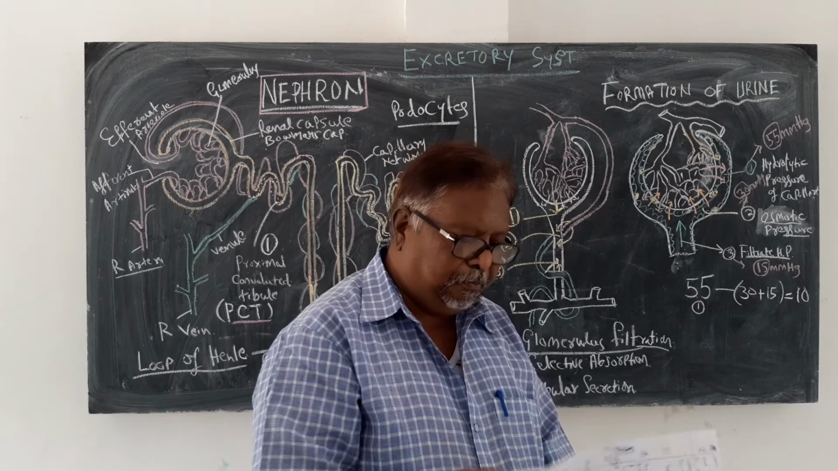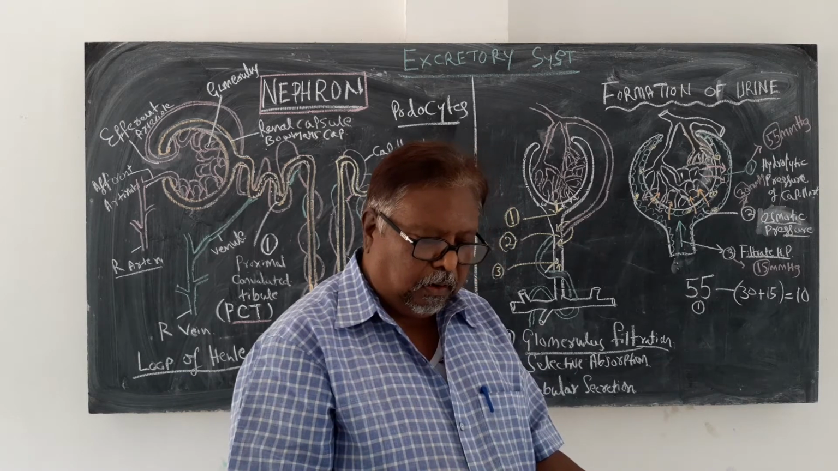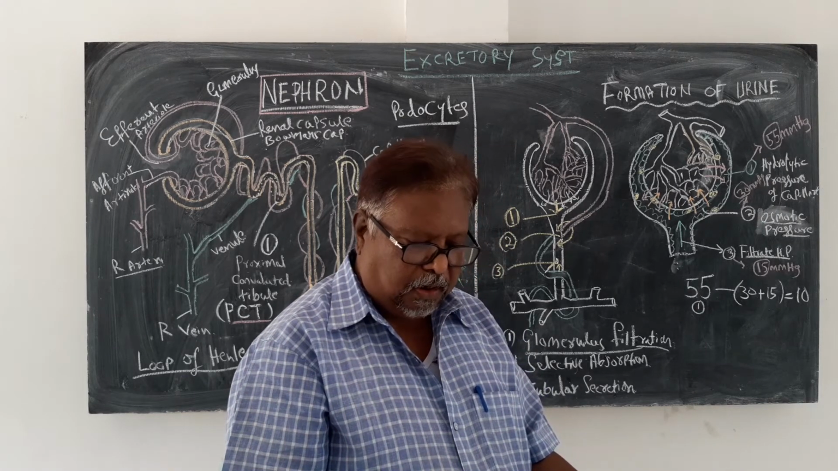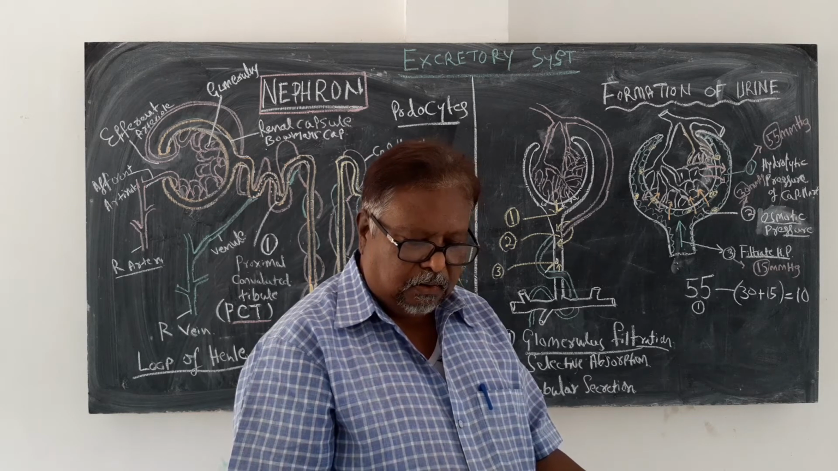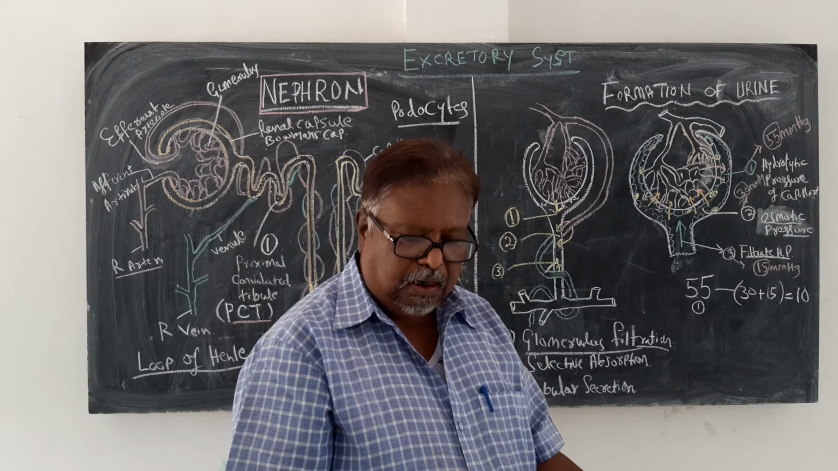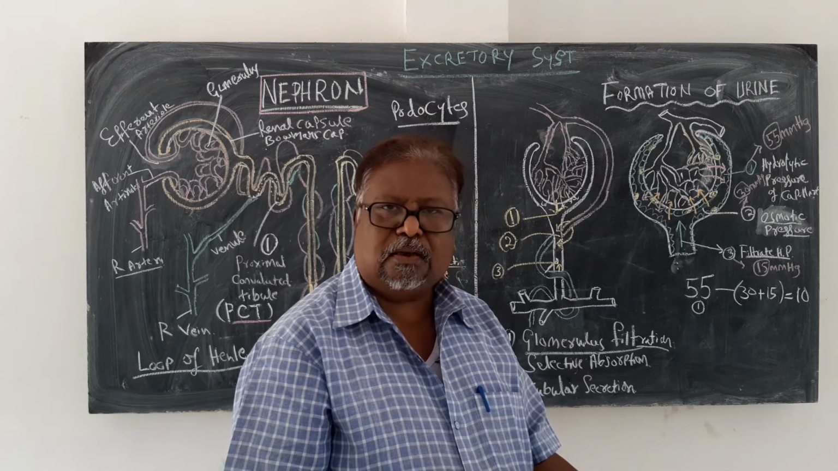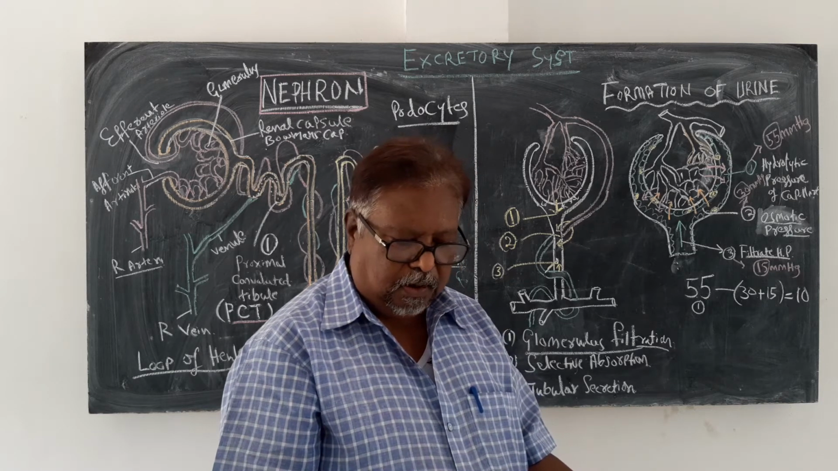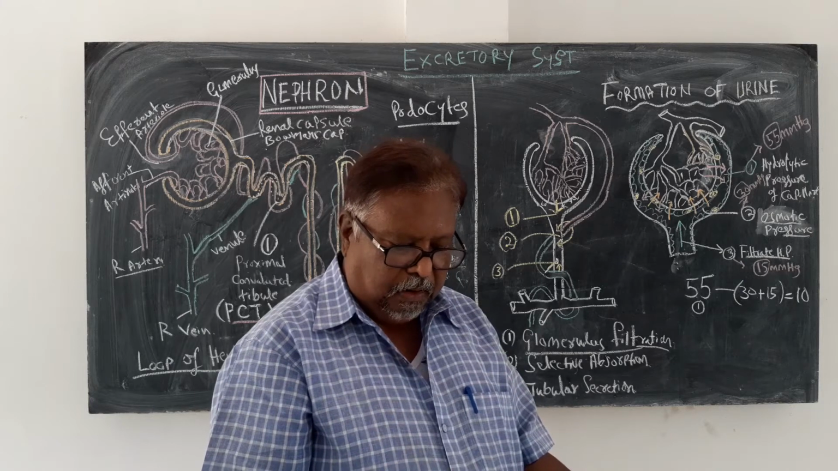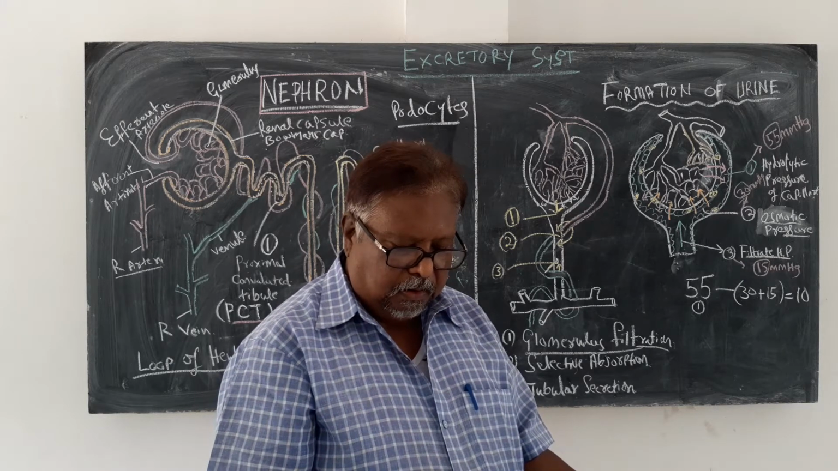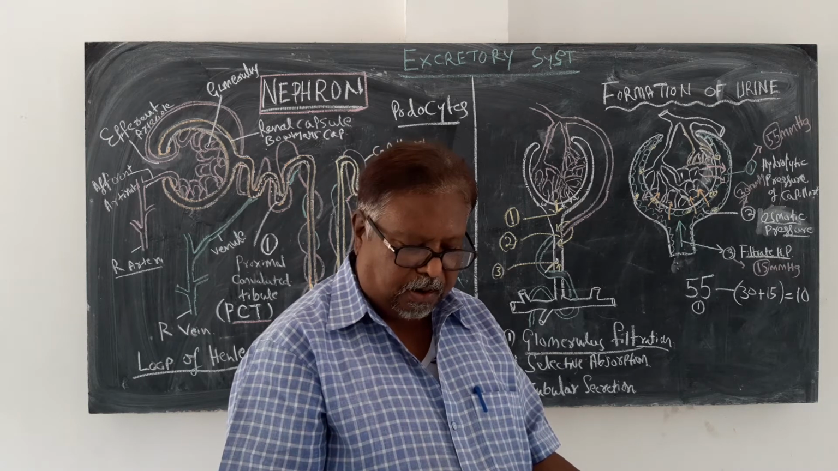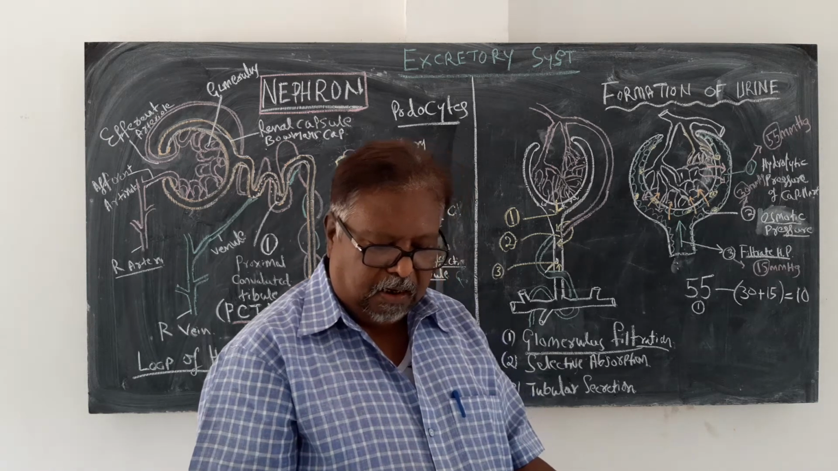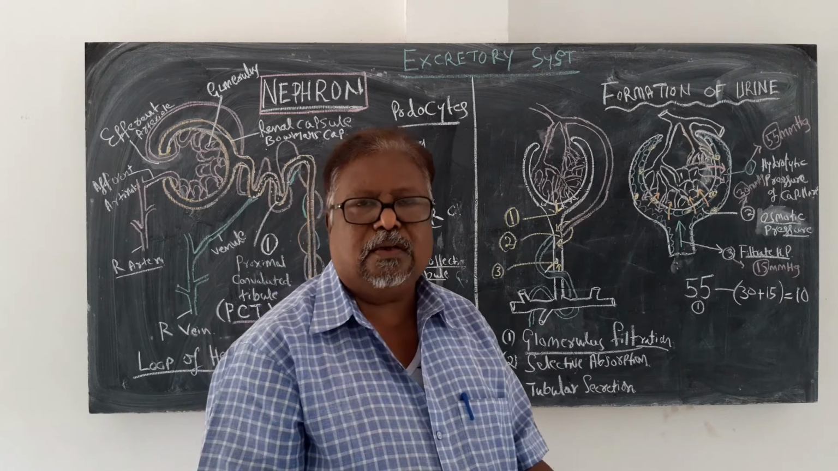The first one, the capillary network of the glomerulus has 55 mmHg hydrostatic pressure, which is built up in the glomerulus. In the glomerulus, there is 55 mmHg. Next one, this pressure is opposed by the osmotic pressure of the blood, mainly due to the plasma proteins.